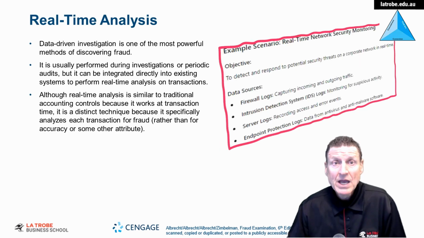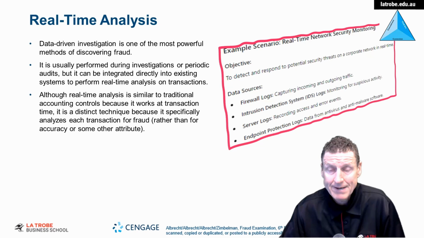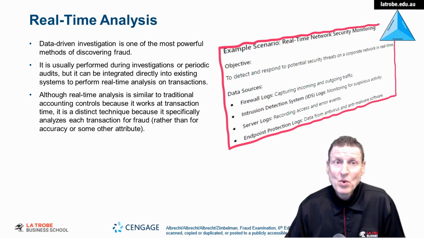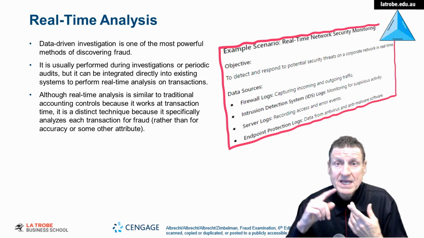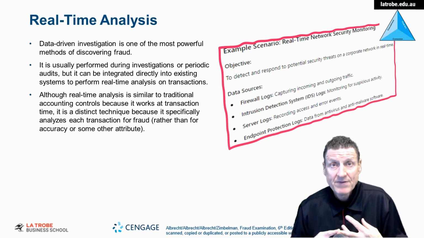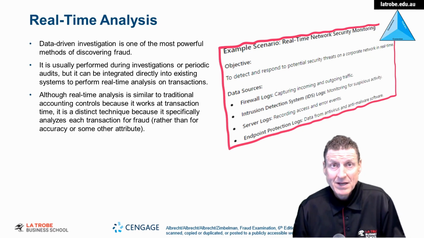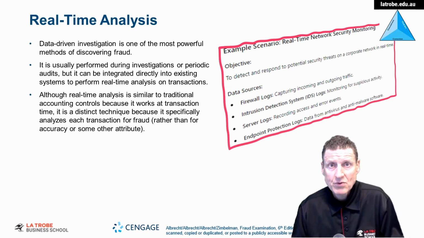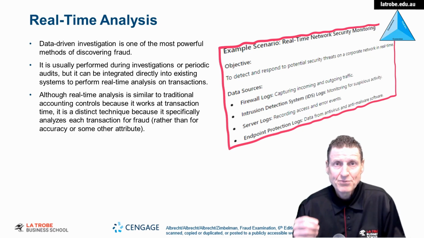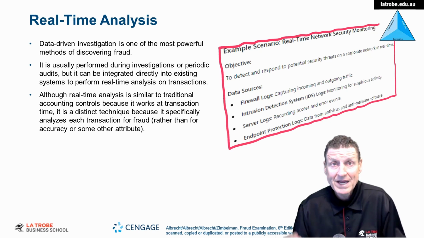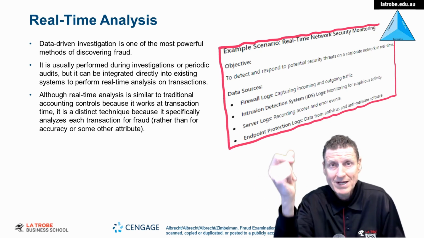Wow. Real-time analysis. We're near the end of this part 1. An example of real-time analysis is where we do network security monitoring to detect and respond to potential security threats, like firewall logs, intrusion detection systems, server logs, and endpoint protection logs. Real-time analysis becomes probably more important in preventing and blocking cyber crime, because you need to be able to prevent and stop this sort of stuff in real time, because it happens so quickly.